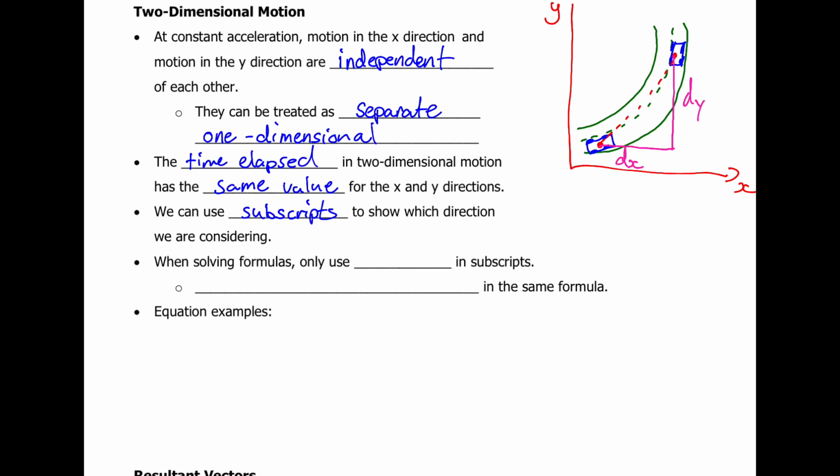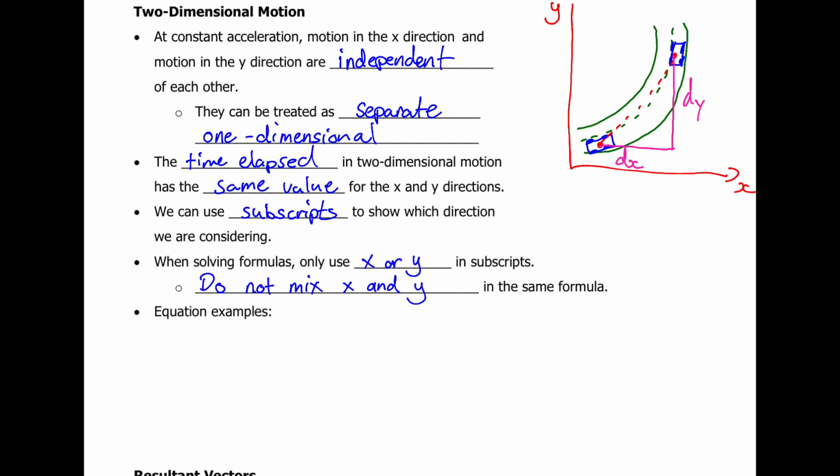And specifically, when solving formulas, use only x or y in the subscripts. Now, I say this and I don't know if it's a great sentence, but basically this is the sentence I really want you to remember. Do not mix x and y in the same formula. So if you're doing math on how far it went in the x direction, I can measure its speed in the x direction. I can measure its acceleration in the x direction.